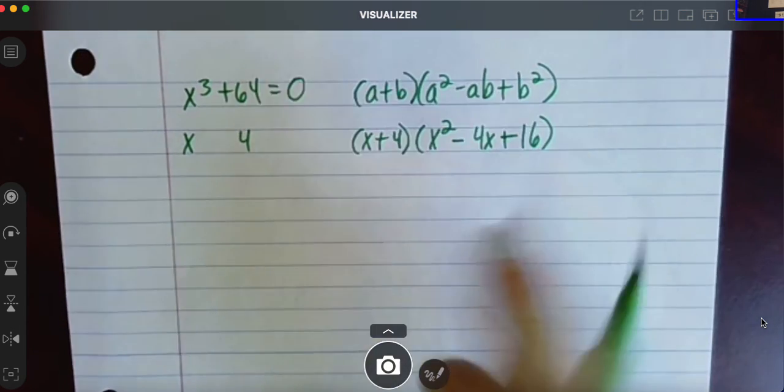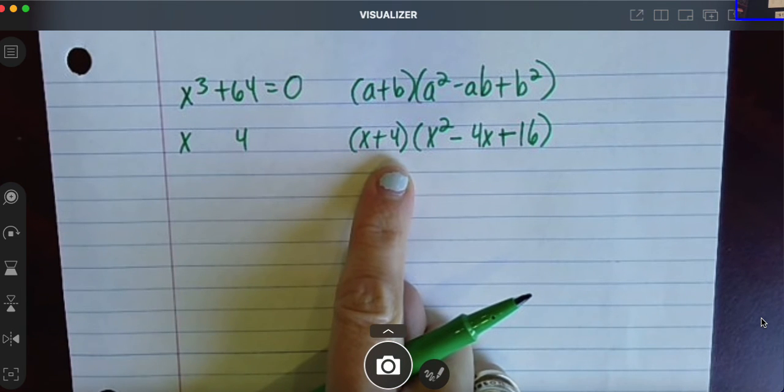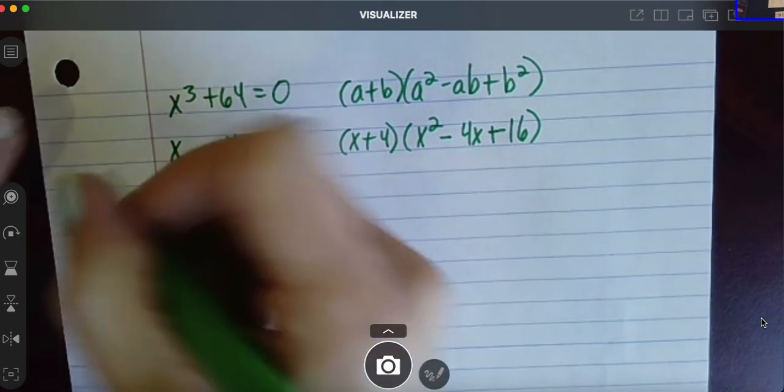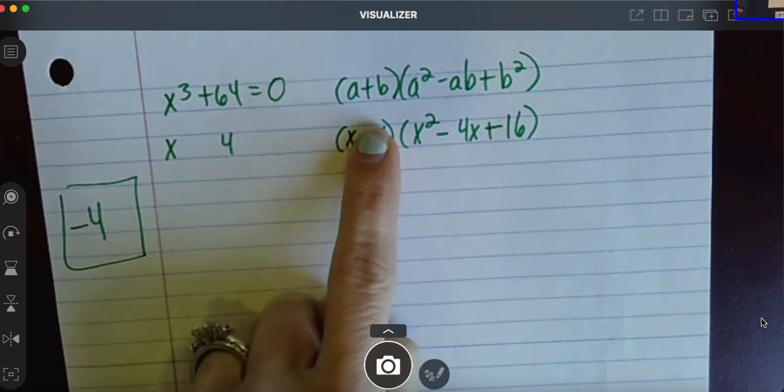Let's see. This one, I know one of my answers is what? What's this answer going to be? Negative 4. Remember? Yeah, you said negative 4 equals 0. So I'm going to write that over here. I know one of my answers is negative 4. I'm done with that one.